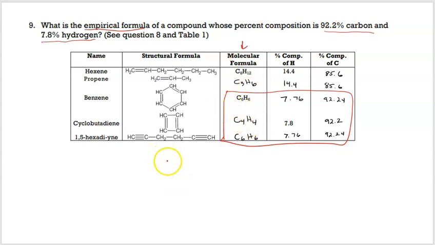So in this case, our empirical formula would be 1 to 1. For every 1 carbon, there's 1 hydrogen. So it's just going to be CH, indicating a 1 to 1 ratio. All right? So that's how we do an empirical formula.